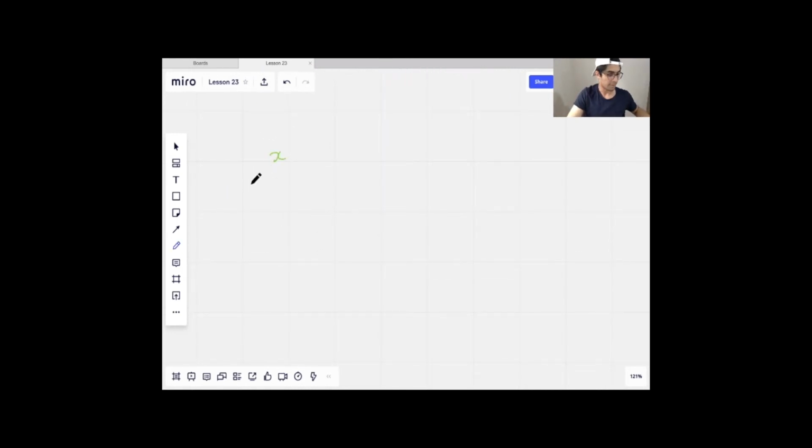Ooh, wrong color pen. Back to black. So I've actually got this written down: x squared minus 4x minus 45.